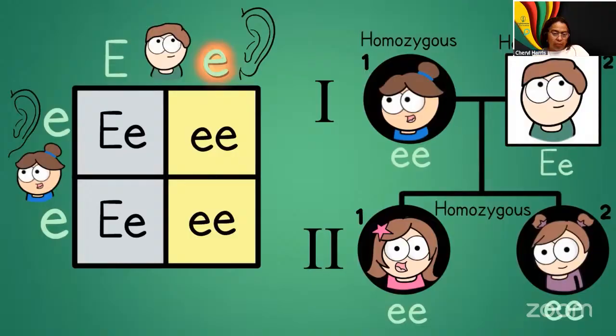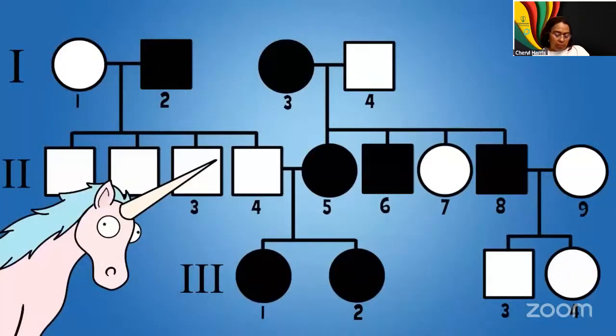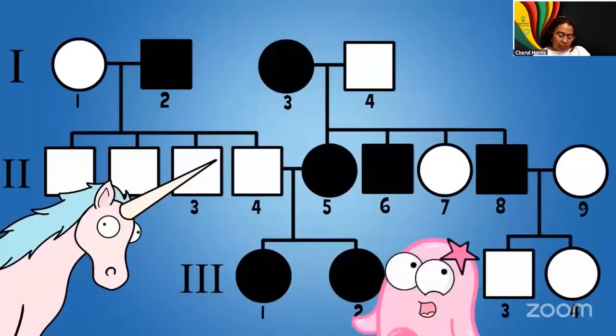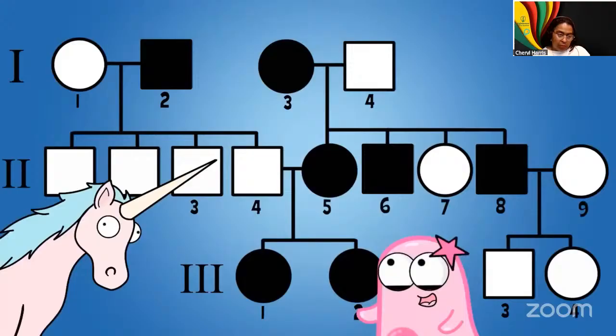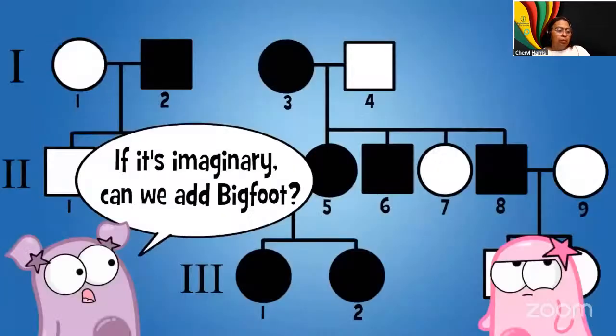Now, that's just one tiny pedigree. Let's look at a big family reunion. Well, an imaginary one, because I have to confess, I don't really know whether our relatives have free or attached earlobes. I thought about sending a survey to them, but it just felt a little awkward. So here we go. Big, giant, imaginary family of relatives.